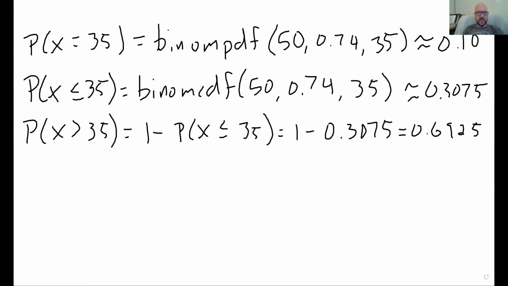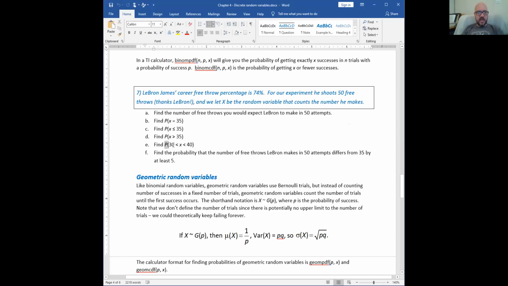Let's see what else we can ask. We can do some other interesting stuff with this. We can find the probability that x is between 30 and 40. This one's going to take some thinking because, again, there's no function for between. So what we're going to do is identify the pieces that we want, and then chop out the stuff that we don't want. That's going to be the usual strategy that we employ for these.